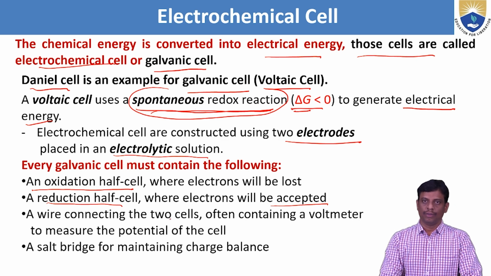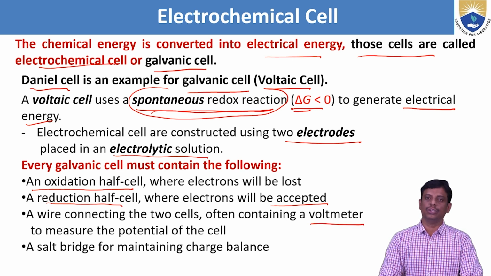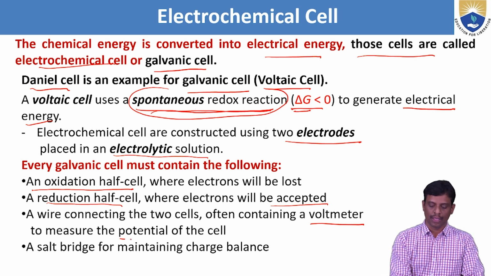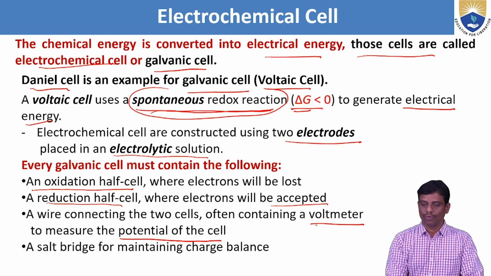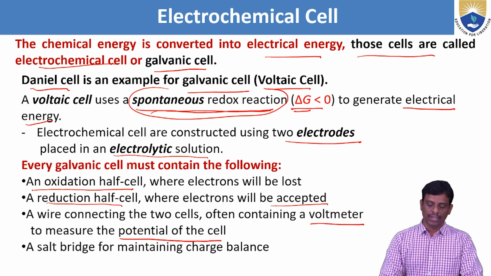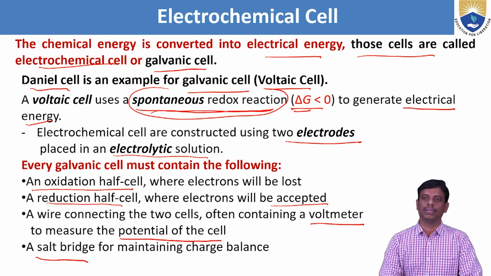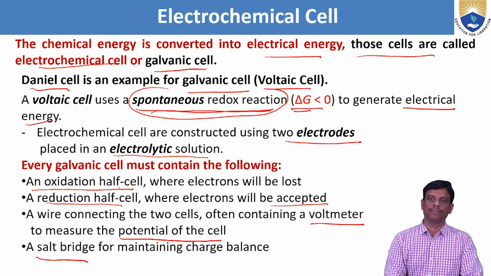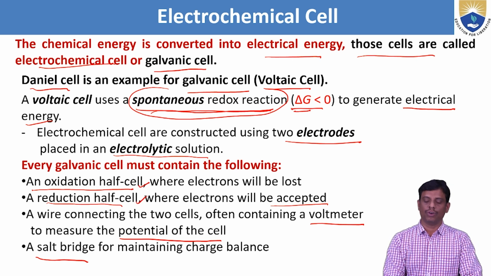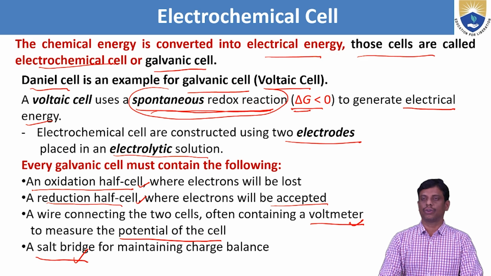Another component is a voltmeter, with which we connect these 2 half cells. We are going to measure the potential of the cell using this voltmeter. And to complete the electrochemical cell, we need to use a salt bridge. The salt bridge maintains the charge balance between the 2 half cells. These are the important components present in the voltaic cell, the galvanic cell: the oxidation half cell, the reduction half cell, a voltmeter, and a salt bridge.